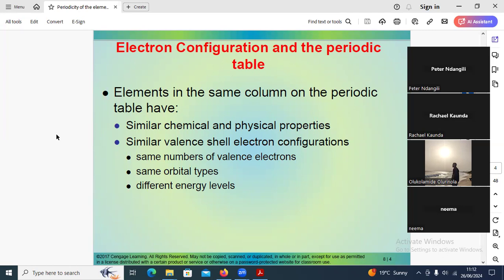And therefore, we say that elements in the same column, these are elements in the same group of the periodic table, will have similar chemical and physical properties, and they have similar valence shell electron configurations. And this similar valence shell electron configuration means that they have the same number of valence electrons, and that these valence electrons are going into the same orbital types, and these orbital types are going to be of different energy levels.